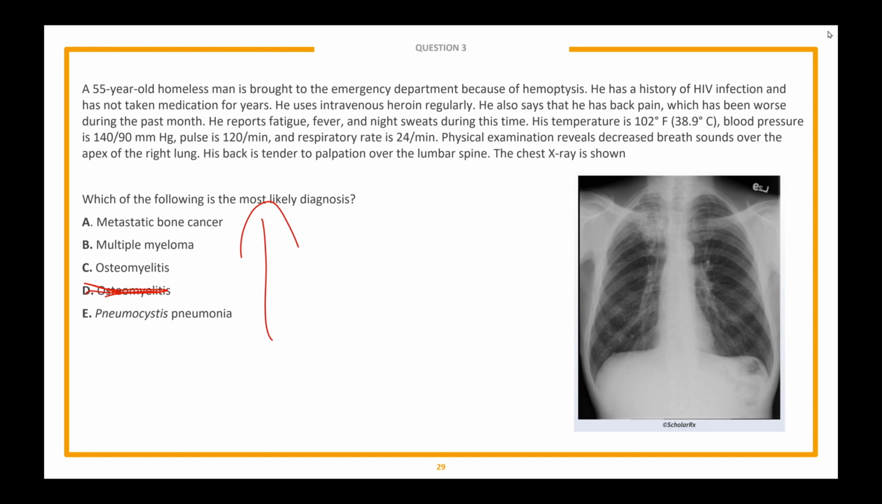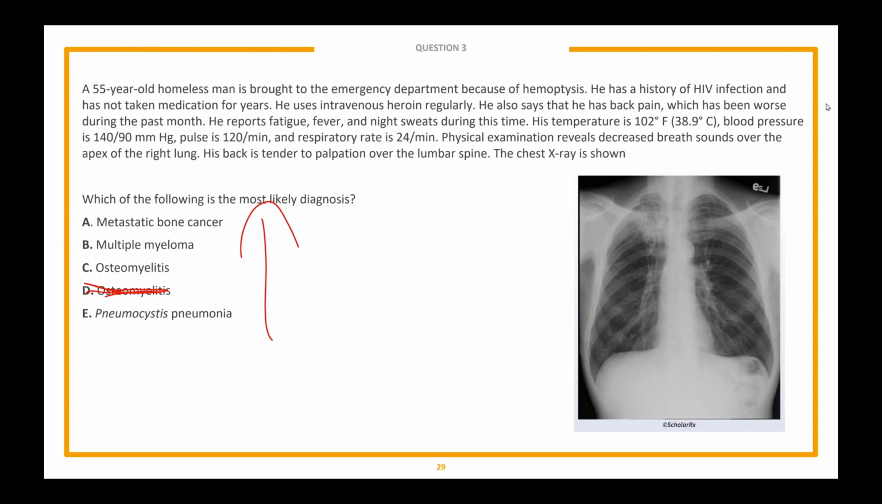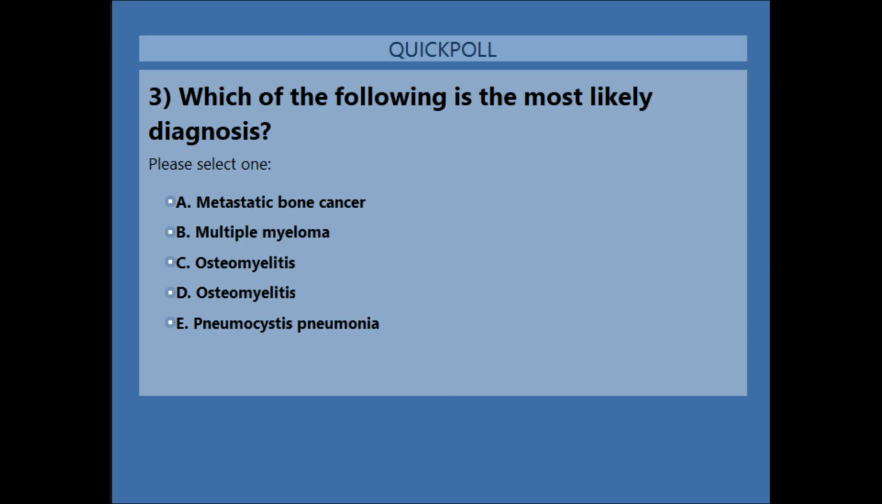All right, let me go ahead and open the poll. Hopefully everybody's locked in an answer. Oops, sorry, wrong button. Here we go. Let me go ahead and open it up. Go ahead and give us an answer. A, B, C, or E. Don't click D.